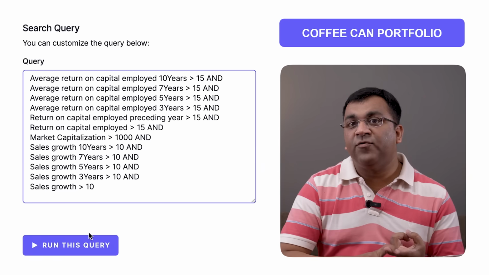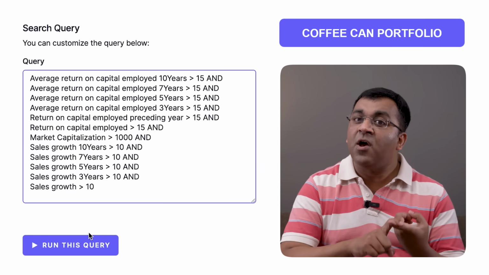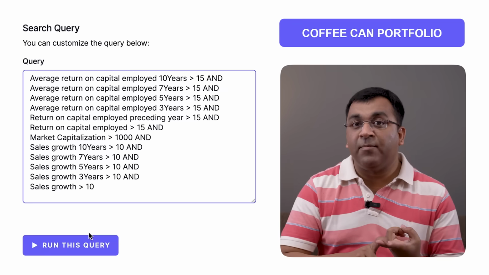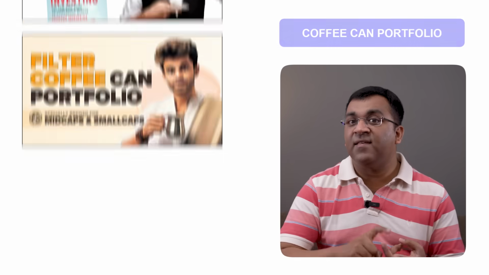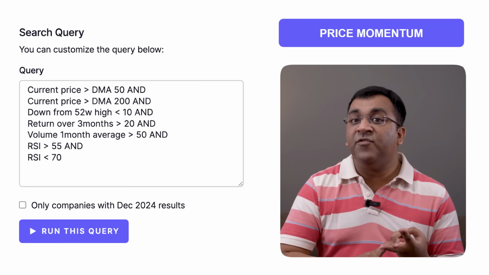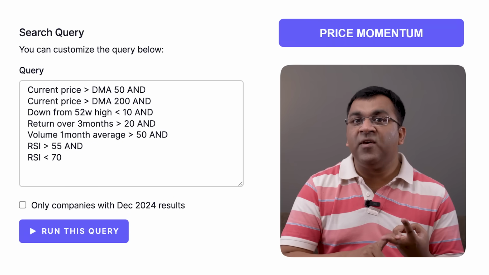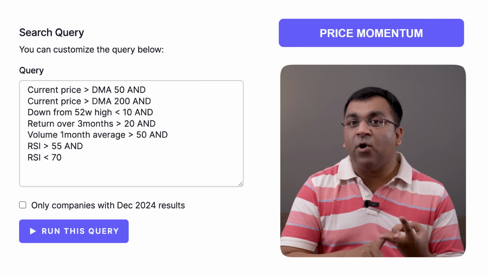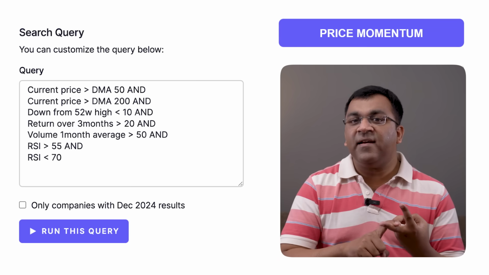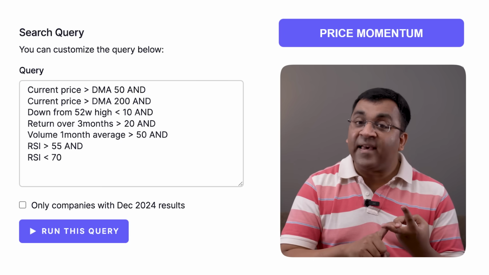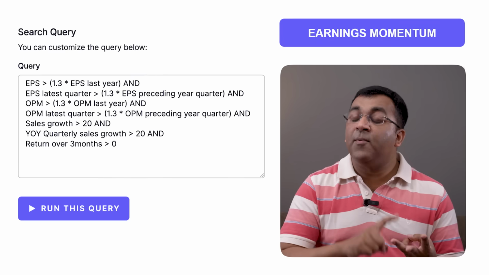Outside of these 2 big boxes of growth and value, your screening platform can also help you with a number of other investing strategies. So very quickly, you can build a coffee can portfolio for yourself using a combination of sales growth and return on capital employed. Again, I have a couple of videos on this. Then there's price momentum, and if you feel strongly about it, then try this query. It uses moving averages, 52-week highs, 3-month returns, volumes, and RSI to present a set of companies where the stock price is excessively accelerating.